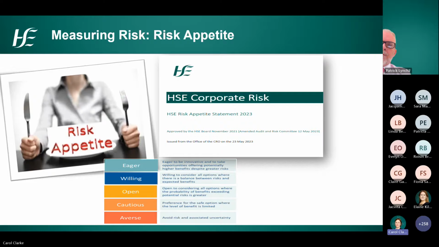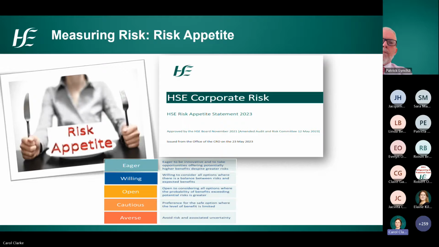So, having discussed the different levels of risk, I would like to briefly introduce the concept of risk appetite. Risk appetite is the level of risk the HSE is willing to accept to achieve its strategic objectives. The HSE board has documented its appetite in the HSE risk appetite statement. The overarching risk management strategy leans towards caution and safe options, especially when benefits are limited. The risk appetite statement defines 5 categories of risk appetite, ranging from adverse, meaning to avoid the risk and associated uncertainty, or eager, meaning to be innovative and to take opportunities, offering potential higher benefits, despite the greater risks.